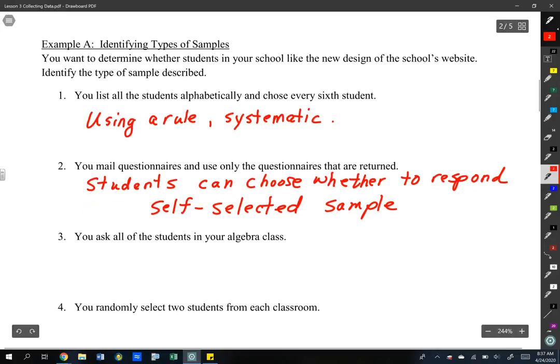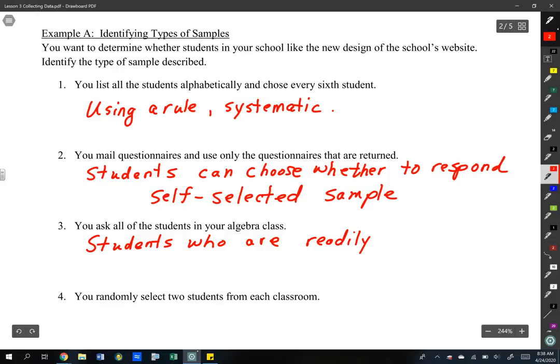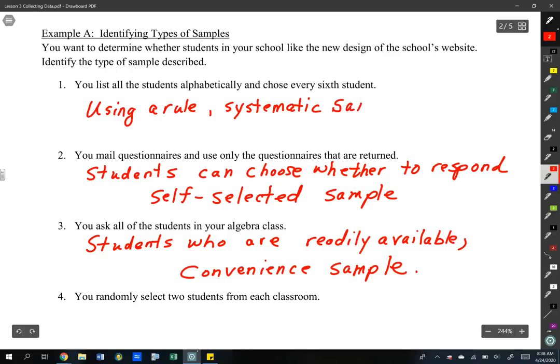All right, the next one says you ask all of the students in your algebra class. All right, so these are students who are readily available. So in this case, we have a convenient sample. Let's just add the word sample here.